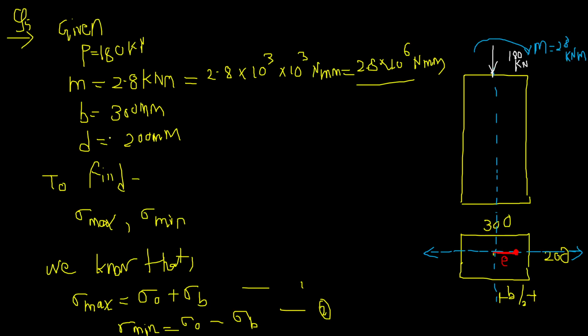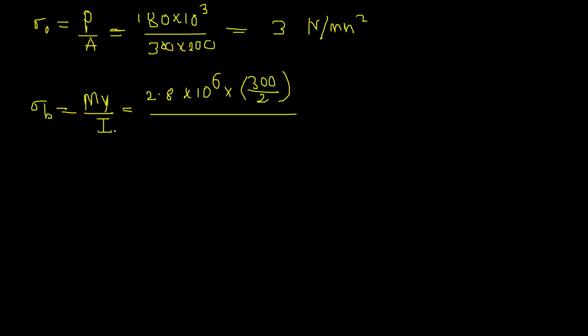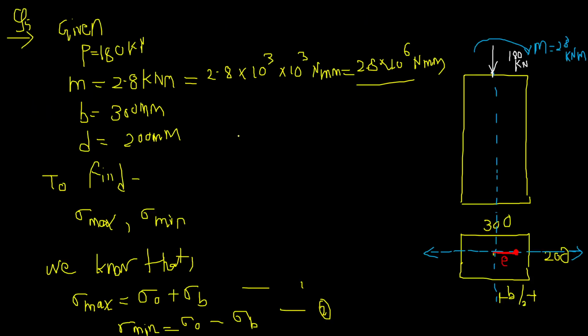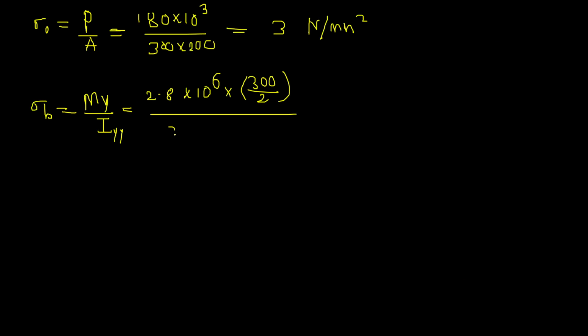Now which value should we take, IXX or IYY? It is IYY. So directly the formula is 200 into 300 cube divided by 12. On solving this, you should get the answer as 0.93 newton per mm square.